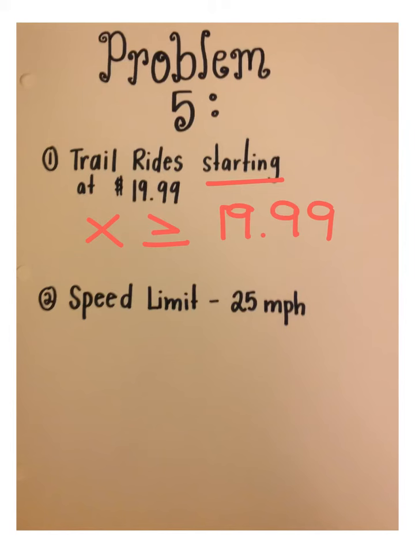So let's look at number 2. The speed limit is 25 miles per hour. Okay, if that's my limit, that means I can't go any faster than 25 miles per hour. So here we're actually going to say that x is less than or equal to 25, right? Because if my limit's 25, I can't go any faster, meaning I'll have to go less than or equal to 25. So these are just 2 real-world examples of how we can use inequalities.